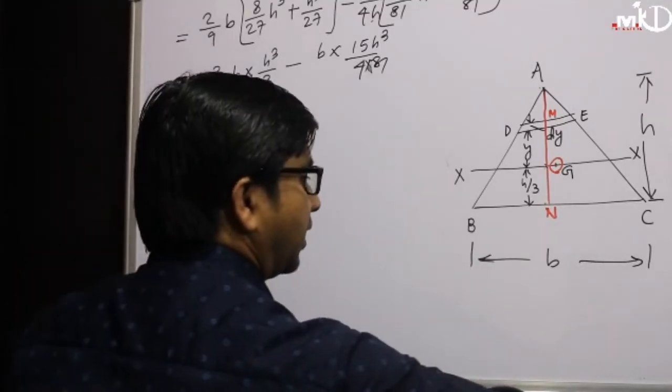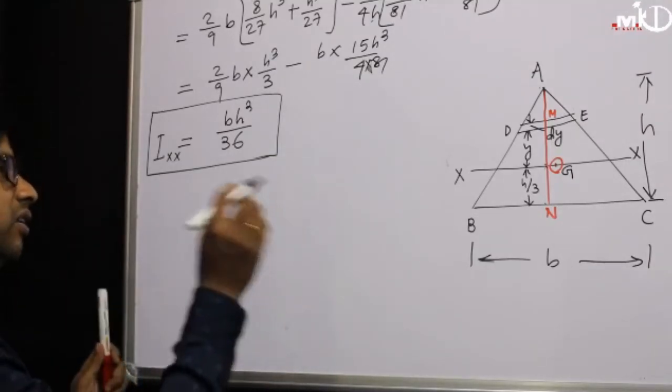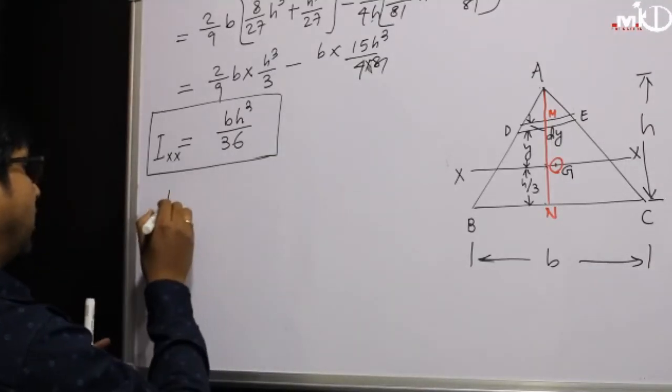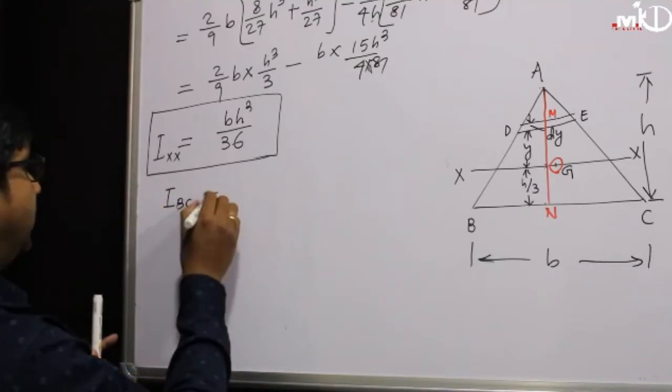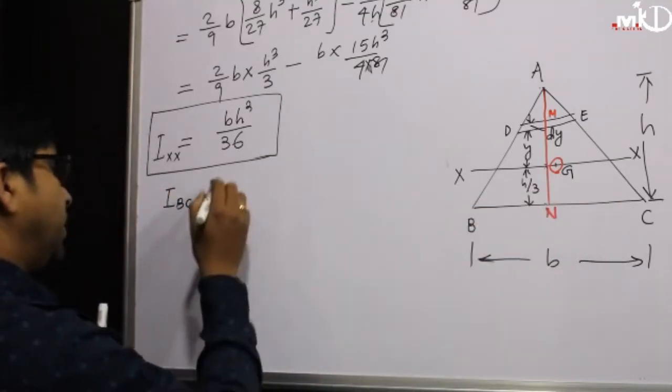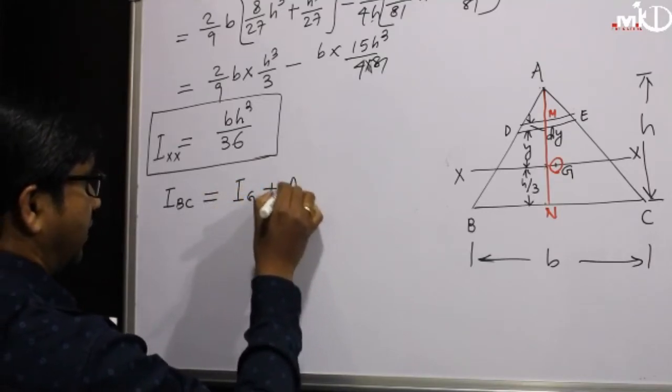If you want to find the moment of inertia about the base BC, then what to do? Already I have studied the parallel axis theorem. So by using the parallel axis theorem, we can find the MI about the base. So the moment of inertia about the base BC equals I G plus A h bar square.